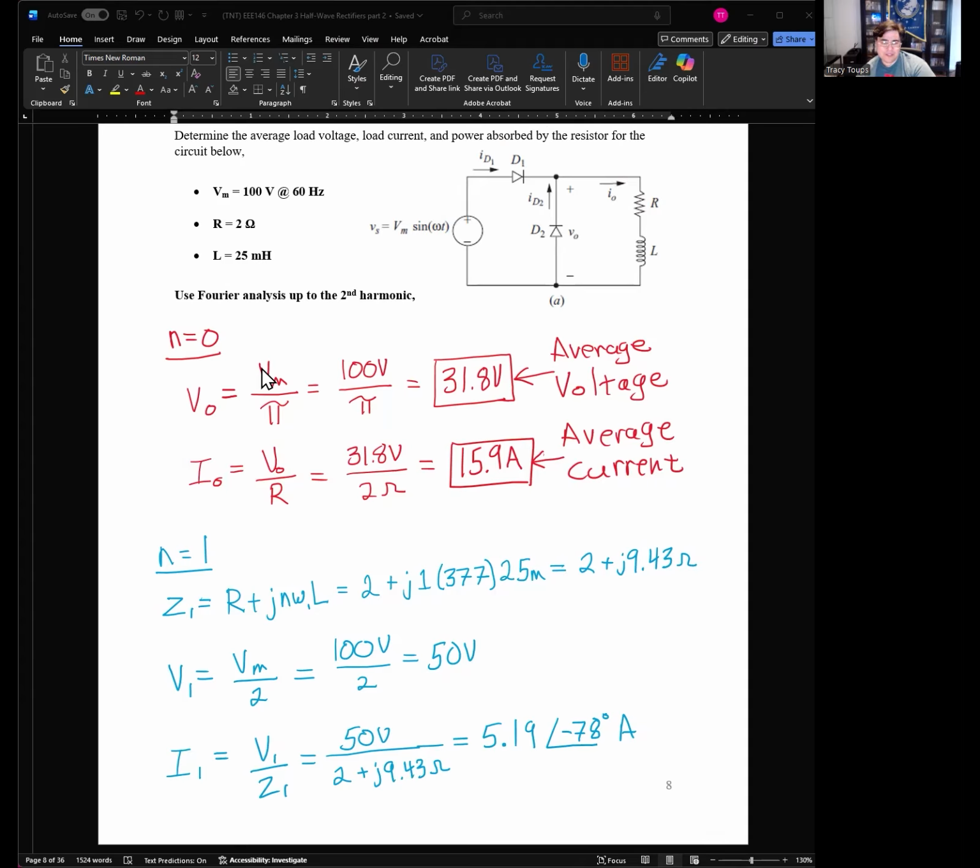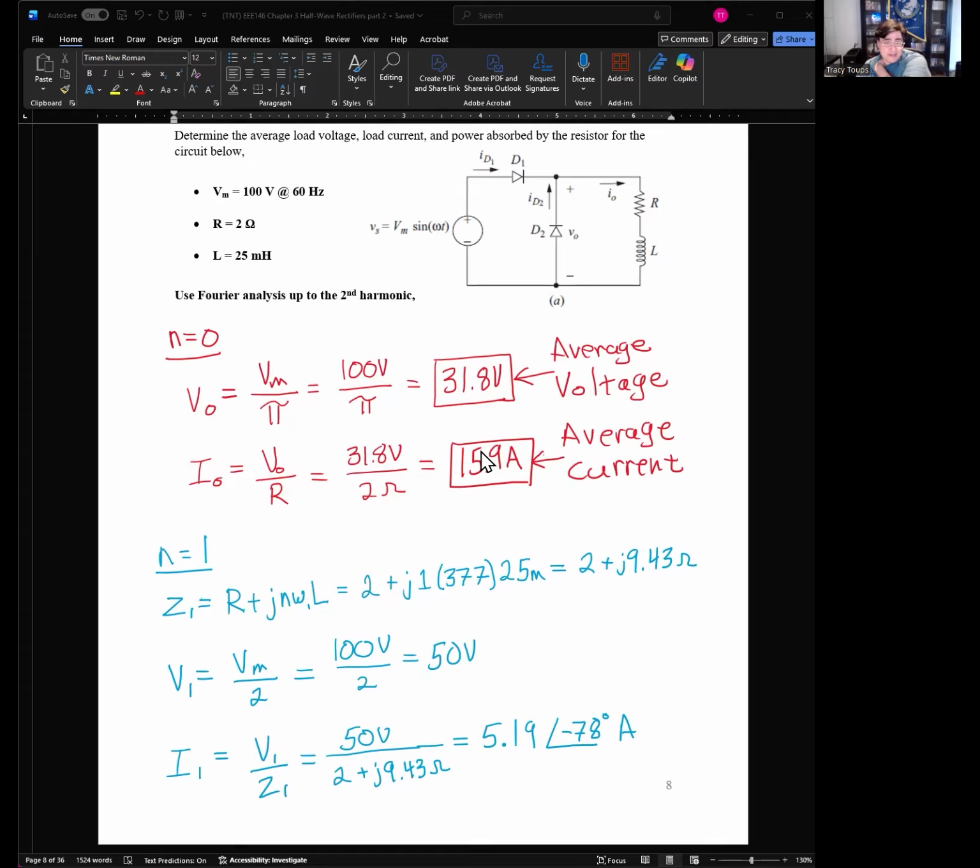The output voltage is just Vm over pi, which is 100 volts divided by pi. The average voltage is 31.8 volts across this load. What's the current? Because it's DC, the inductor doesn't do anything. The inductor is a short circuit for the DC component. So it's just Ohm's law. I equals V over R, 31.8 volts divided by 2 ohms is 15.9 amps. That's your average current. So that's for your DC component.